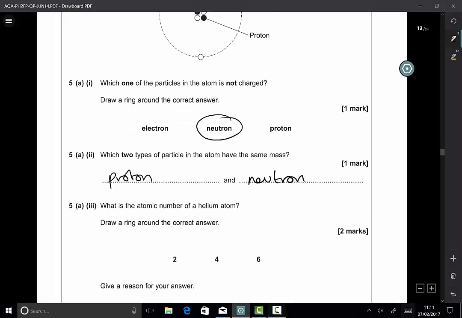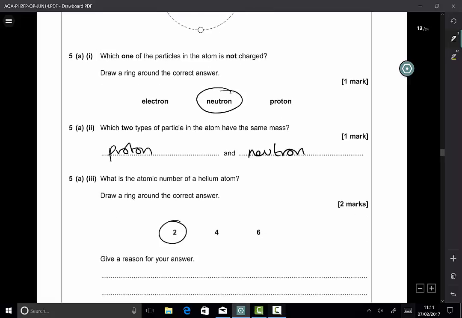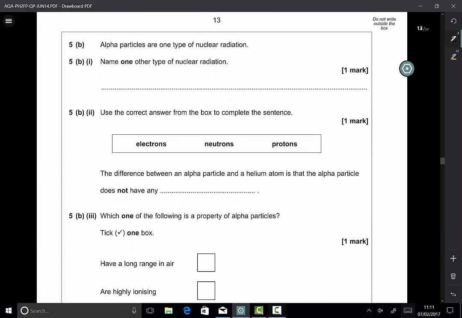And then we're asked the atomic number. Now, atomic number is the same as the proton number. So if we look at the diagram, we've got 2 protons in there. And our reason is going to be it has 2 protons. Alpha particles are one type of nuclear radiation. Give one other type. So we know alpha, beta and gamma, so you can say either beta or gamma. I'm going to go with beta.